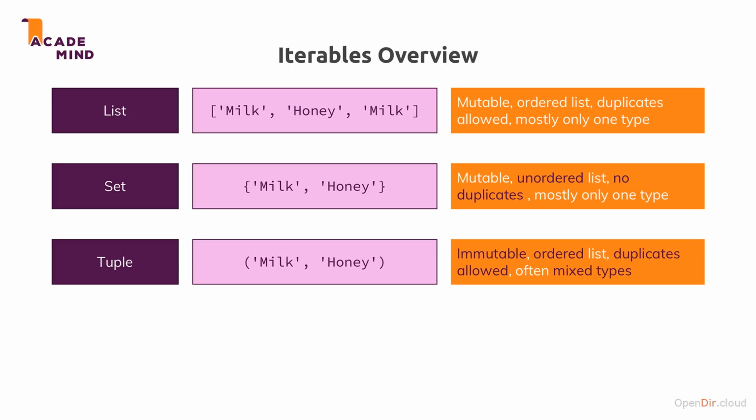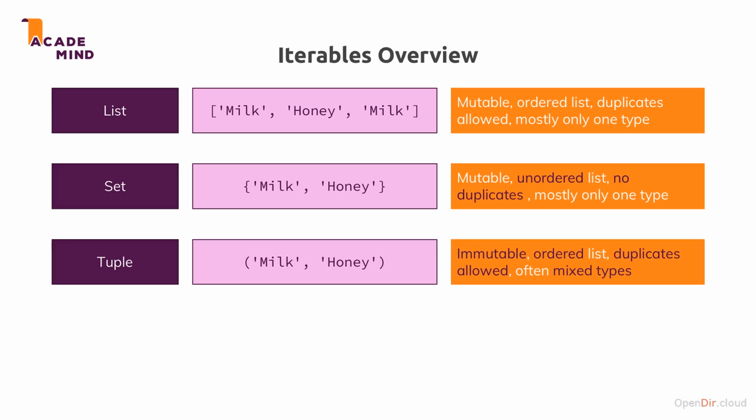They are ordered just like normal lists, and they may have duplicates just like normal lists. Often, unlike normal lists, they are used with mixed types, though as you can see in this example already, that also is no hard requirement. You can have one type of data in there too.